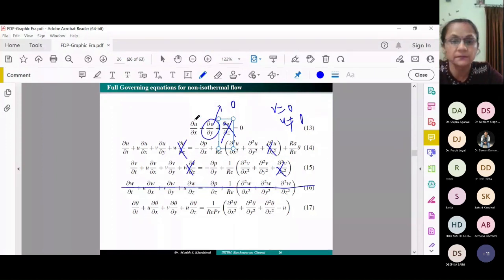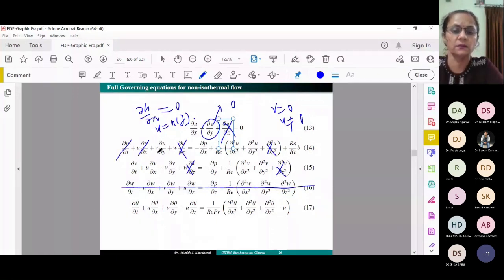Now the term comes to del U by del X, and U is a function of purely Y. So del U by del X is 0. The steady state term is 0, and V is already 0, so that is gone. Since U is only a function of Y, only this term remains, and this is what remains.